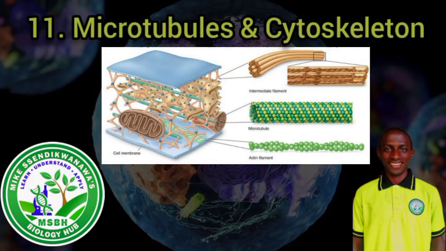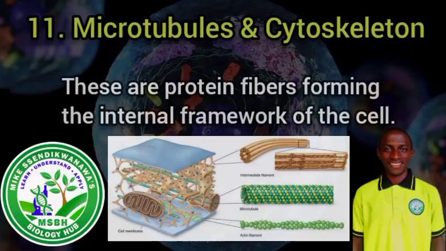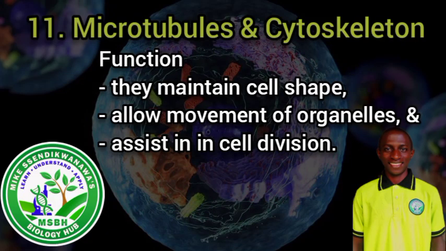11. Microtubules and cytoskeleton. These are protein fibers forming the internal framework of the cell. Function: they maintain cell shape, allow movement of organelles, and assist in cell division.